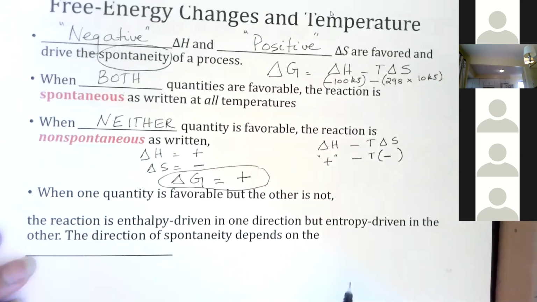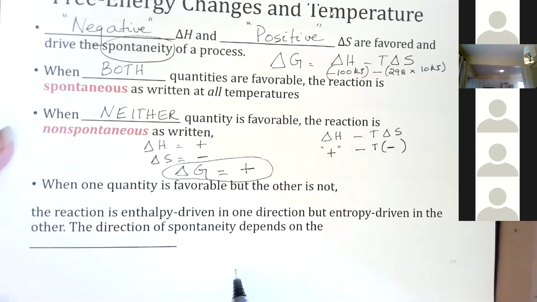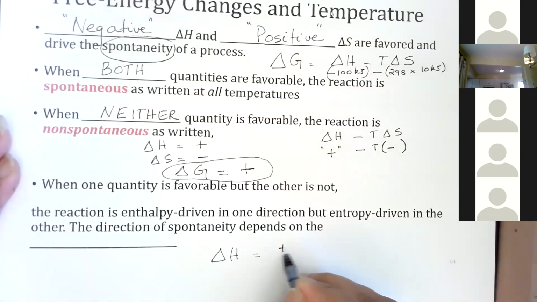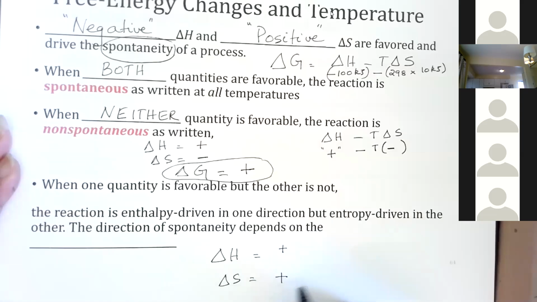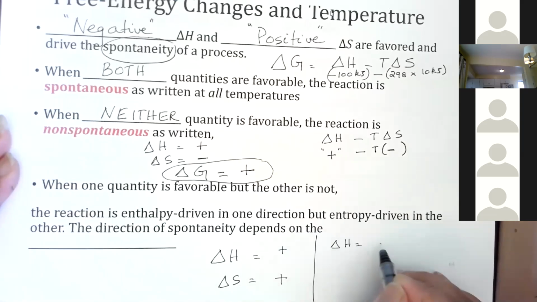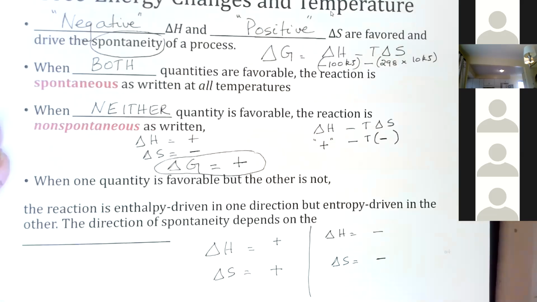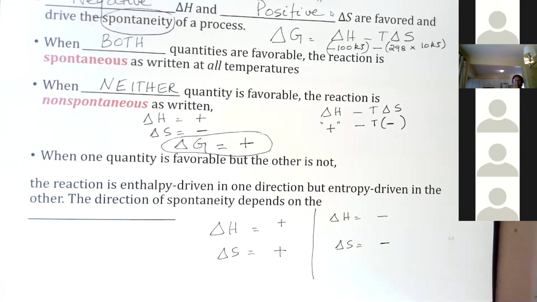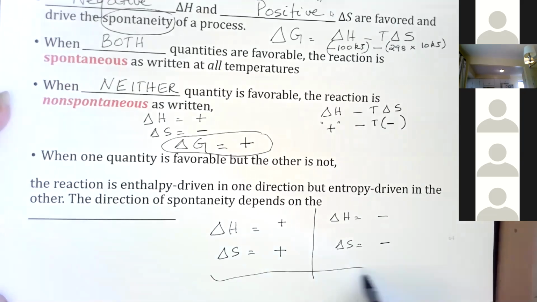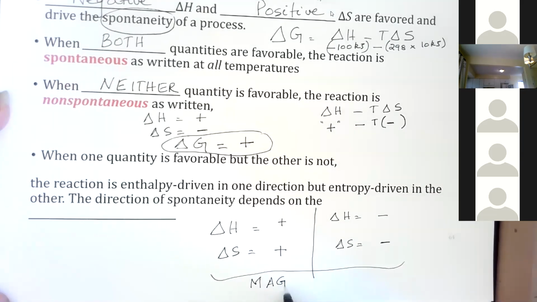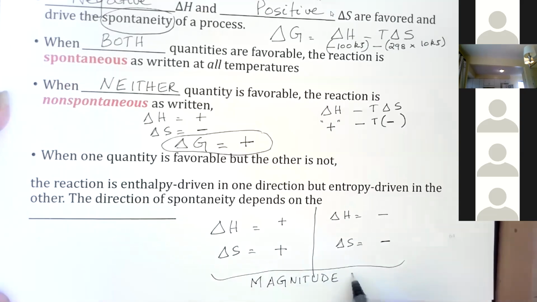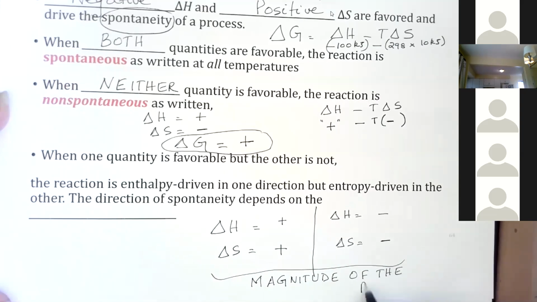When one quantity is favorable but the other is not, here delta H can be positive and delta S is also positive. And another condition when delta H is negative and delta S is also negative. Here the actual values become important. Like in the previous case, delta H was not that big. So it depends on the magnitude of the parameters.